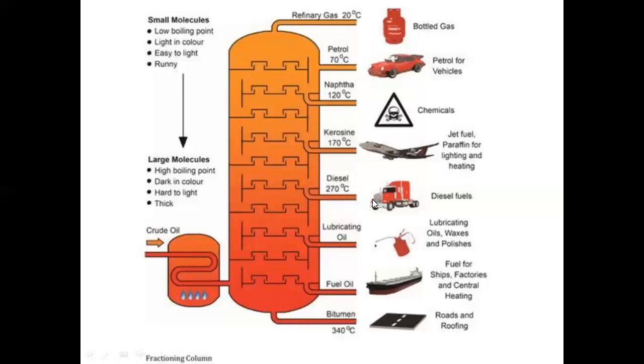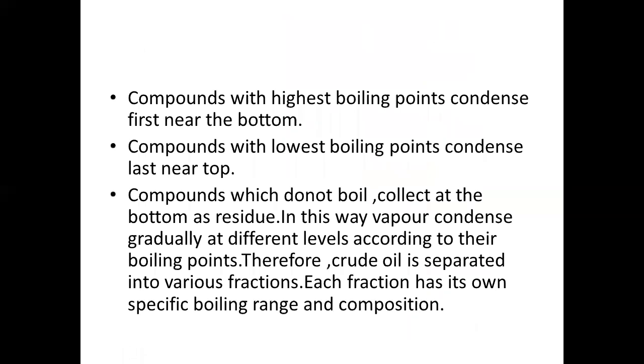Then fuel oil is used for ships, factories, and central heating. For more advanced work or heavy machinery, like ships and running factories, we use fuel oil. And bitumen, I told you, is used for making roads and roofs. So this is all about the fractional distillation and important fractions of petroleum.